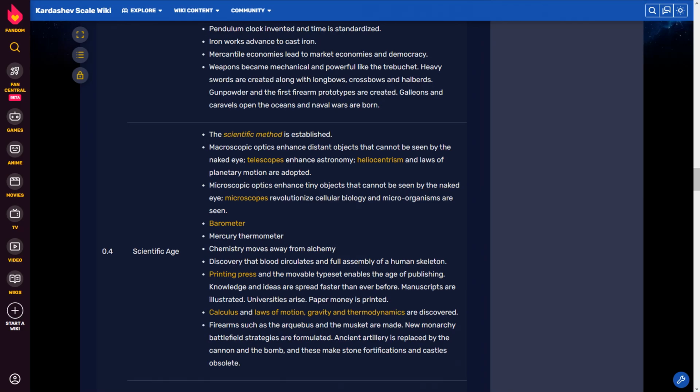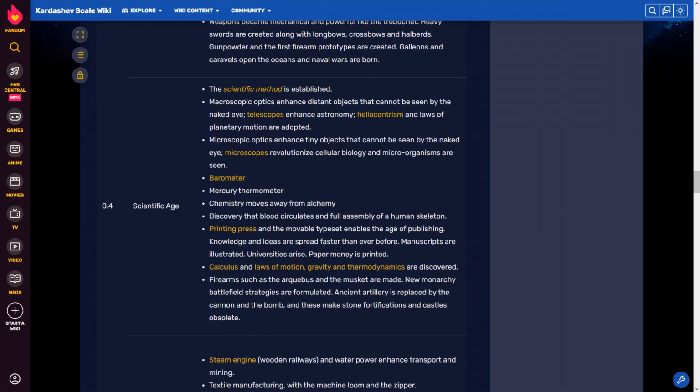Weapons become mechanical and powerful like the trebuchet. Heavy swords are created along with longbows, crossbows, and halberds. Gunpowder and the first firearm prototypes are created. Galleons and caravels open the oceans and naval wars are born. The Scientific Age. The scientific method is established.